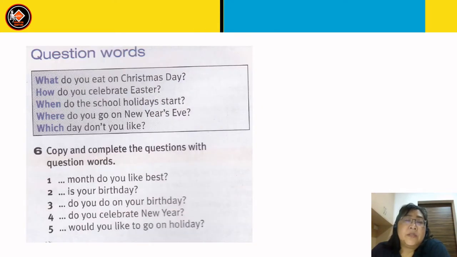Let's look at the question words. Okay, for question words we have WH, such as what, how, when, where, and which. So examples, what do you eat on Christmas Day? How do you celebrate Easter? When do the school holidays start? Where do you go on New Year's Eve? Which day don't you like?